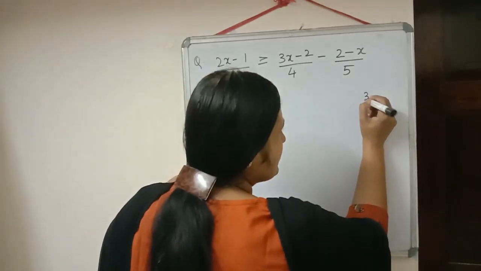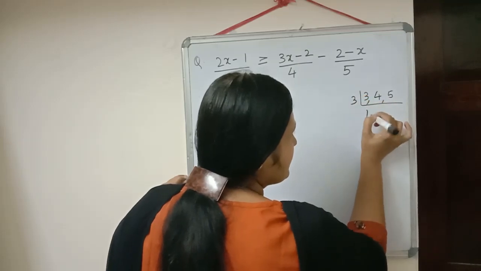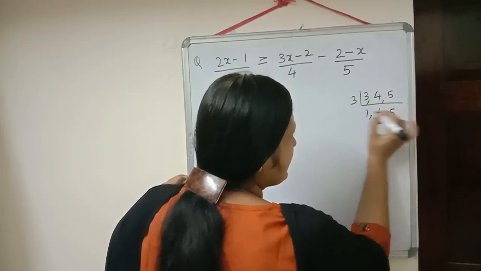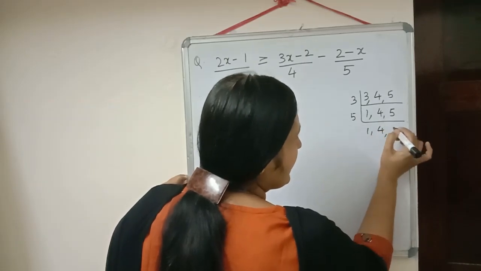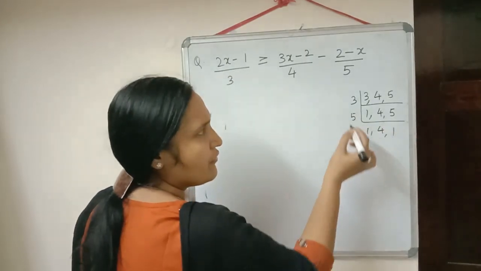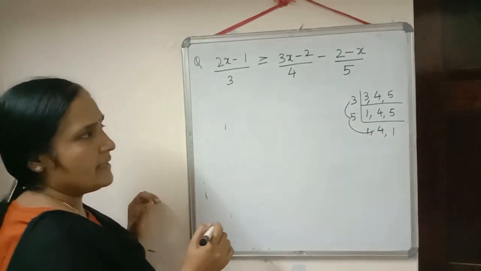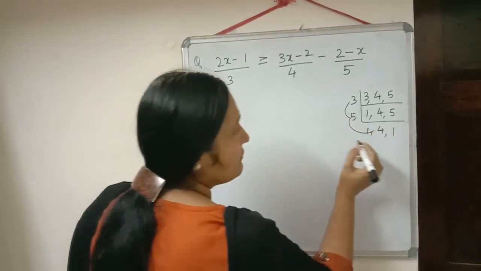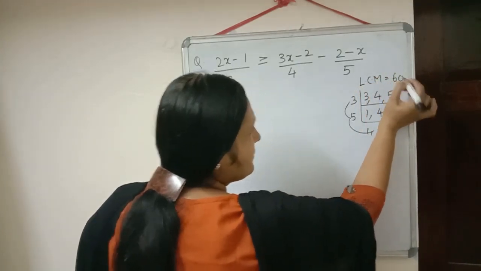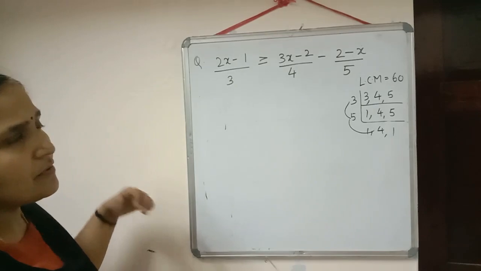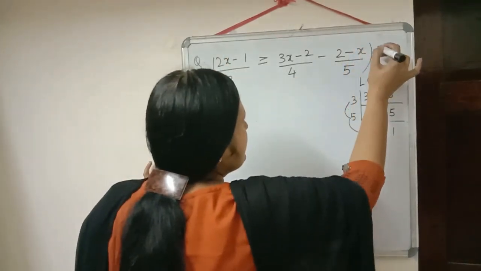Just to find out the LCM. 3, 4 and 5. So first, 3 ones are 3, 4 and 5 will be as it is. Now 5. 5 ones are 5. 4 we will write as it is. Obviously next it will come 4 only. So 3 5s are 15, 15 4s are 60. So we are getting LCM equal to 60. Now what are we going to do? We are going to multiply the whole equation by 60.